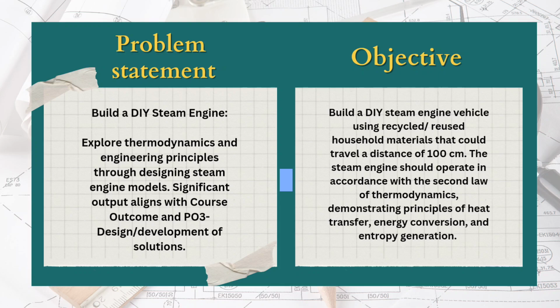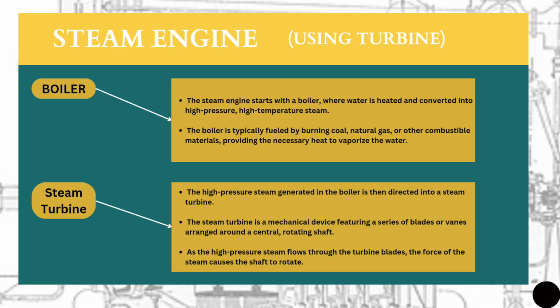and entropy generation. The steam engine starts with a boiler where water is heated and converted into high pressure, high temperature steam. The boiler is typically fueled by burning coal, natural gas, or other combustible materials, providing the necessary heat to vaporize the water.